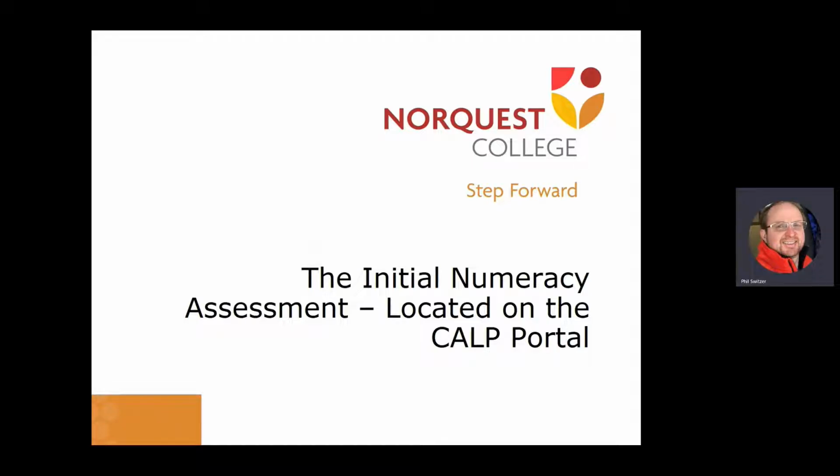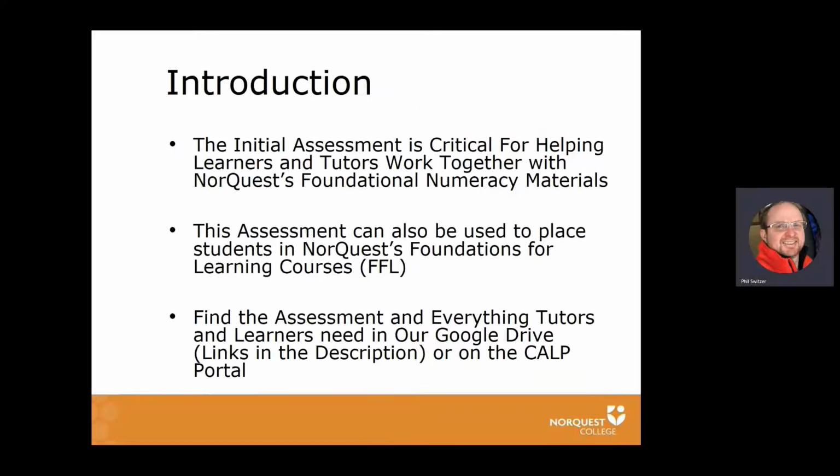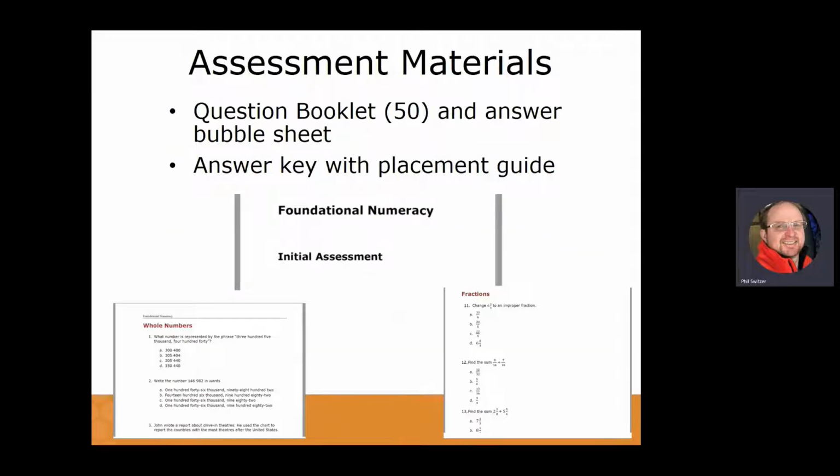The initial numeracy assessment. This assessment is critical for helping learners and tutors work together with NorQuest foundational numeracy materials. The assessment can also be used to place students in NorQuest Foundation for Learning courses. These materials can be found on the CALP portal under the Resources tab, Foundational Numeracy, or use the link in the video description below. The assessment materials include an assessment booklet, an answer bubble sheet, and an answer key with placement guide.